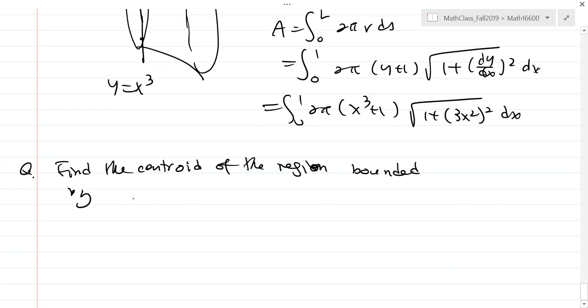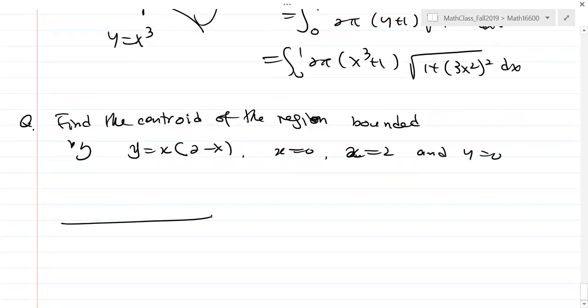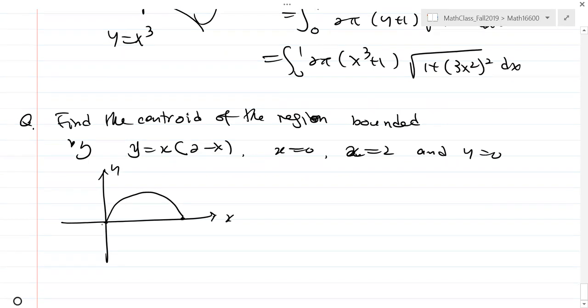The region is bounded by y equals x(2 minus x), x equals 0, x equals 2, and y equals 0. There are four curves here. So what you do is draw the graph. This is a curve that opens downward. And x equals 0 is here, x equals 2 is here. And y equals 0, you see? I have to say y equals 0 because, yes, I draw the x-axis, but that's an invisible coordinate line. For the region, I have to say y equals 0. So that is the region I'm talking about.